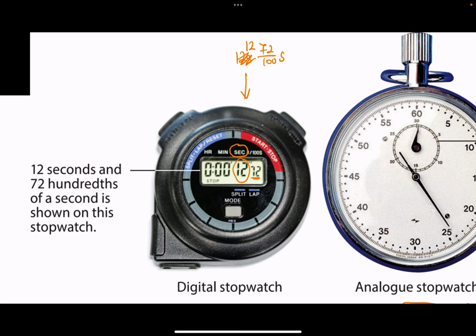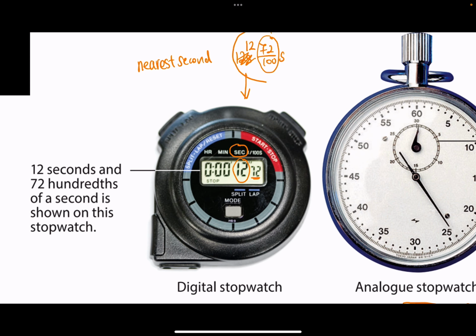Okay, now do we record such values in our table, or when we are doing experiments in the laboratory? No, we don't do that. Okay, now this value 72 out of 100 second is way too accurate for us at this point of time. All our readings will be recorded to the nearest second.